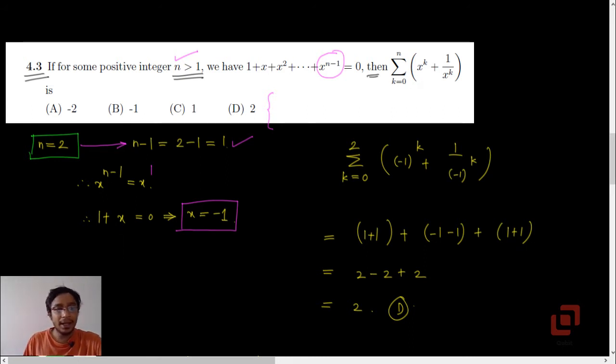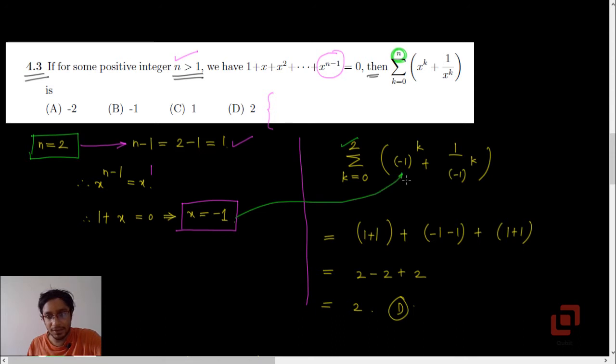And then what I have done is I have evaluated that series. k runs from 0 to n. See, now here you cannot take n minus 1 because you have n here as the upper limit on k. So k going from 0 to 2, we can use this value of x now. So minus 1 raised to k plus 1 upon minus 1 raised to k.